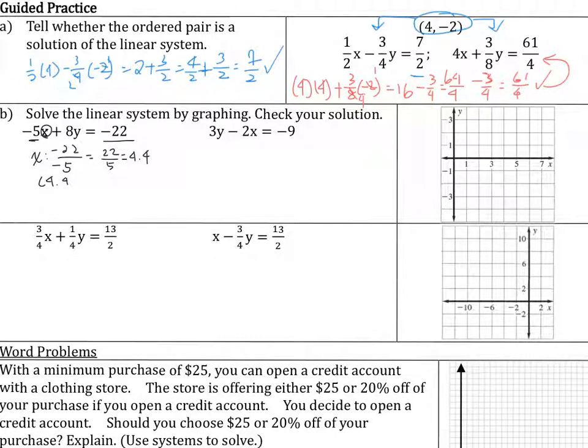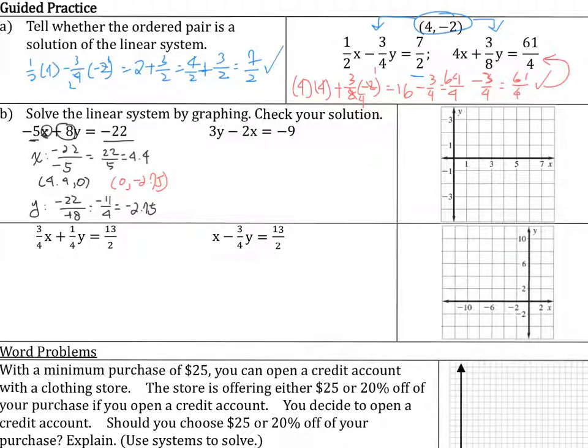So I'm going to write the coordinates. And for the y-intercept, I would take -22 and put it over +8. And this will give me negative 11 over 4. And I'm also going to change this to decimal form, negative 2.75. And my y-intercept will be (0, -2.75).